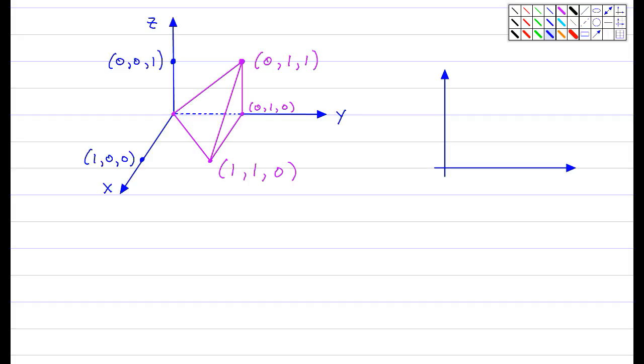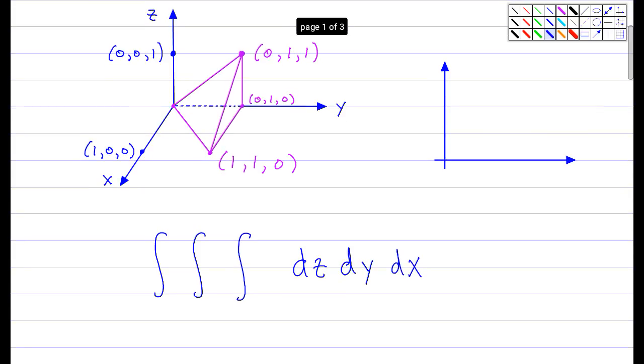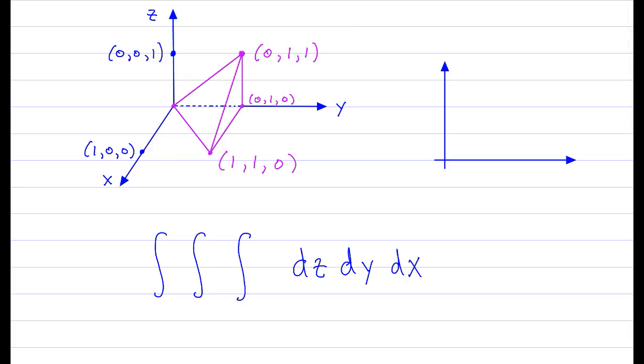Here we go. Triple integrals, so of course we have three integrals. The problem said to do it in dz, dy, dx order of integration. The first thing I look at is the fact that the innermost integral is z. This orients us.